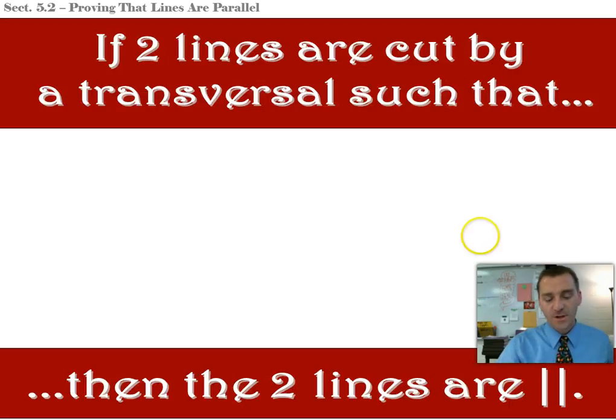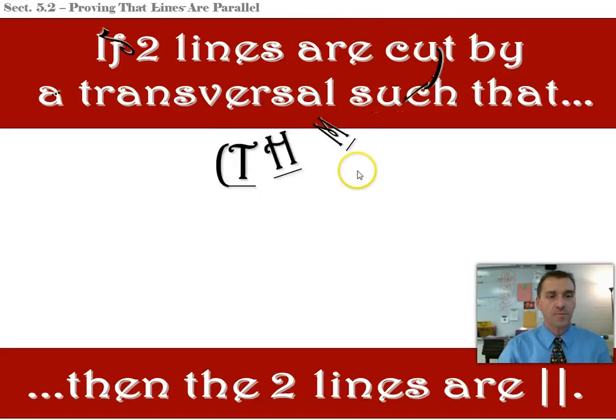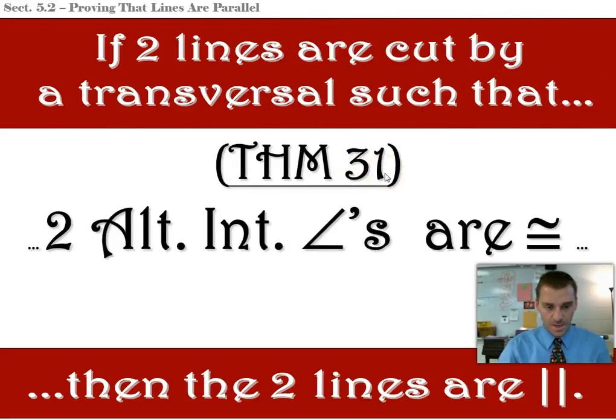Now, on to the actual main meat and potatoes of this. You're going to see all 5 of these theorems in the middle of your graphic organizer, and they start the same way. They all say, if 2 lines are cut by a transversal such that something in here is true, then you can conclude the 2 lines are parallel. And here, where it says theorem number on the left column, you would write theorem number 31. In the middle, where it says official theorem, it's the stuff written here in black. So 2 alternate interior angles are congruent.